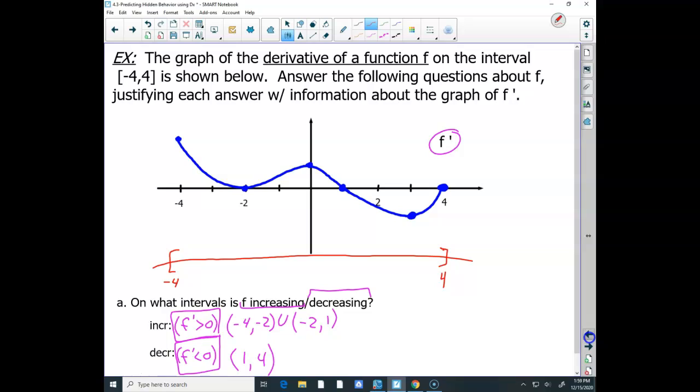Well, here is a 0 at -2. Well, that means f is flat at -2, doesn't it? And at +1, I have to be flat because that's an x-intercept. And then here, this is a 0 at 4, so I end up at a flat.